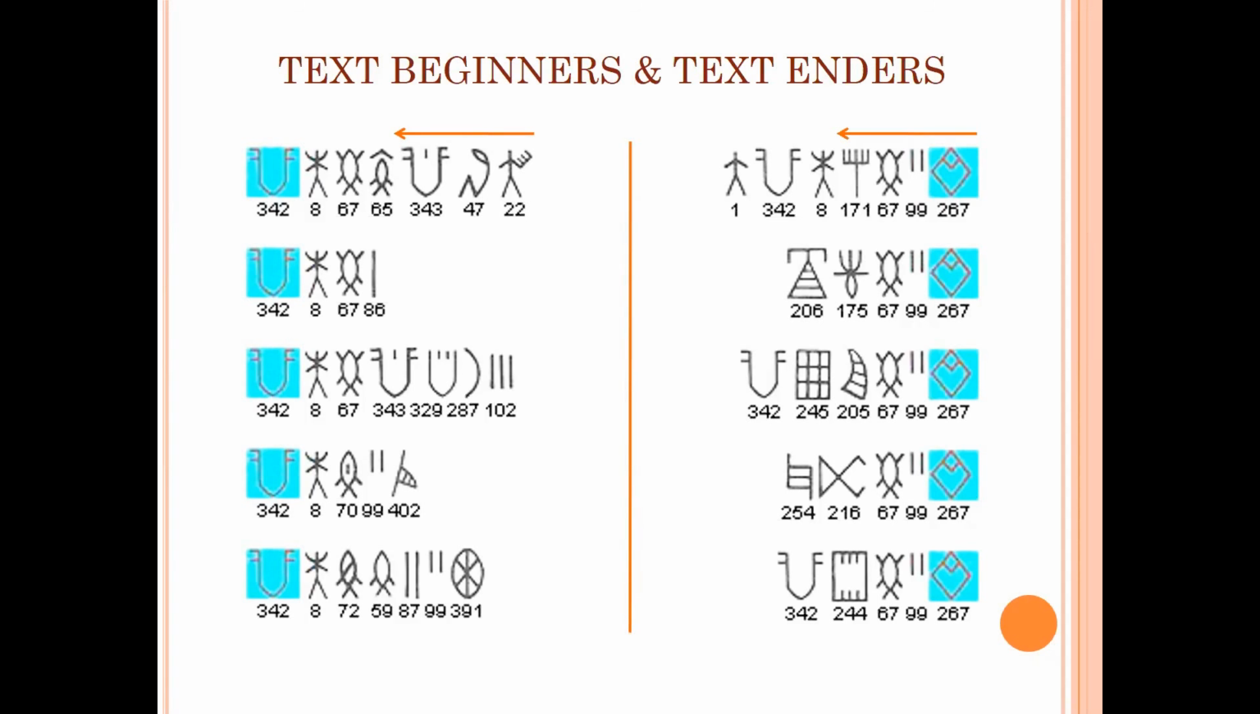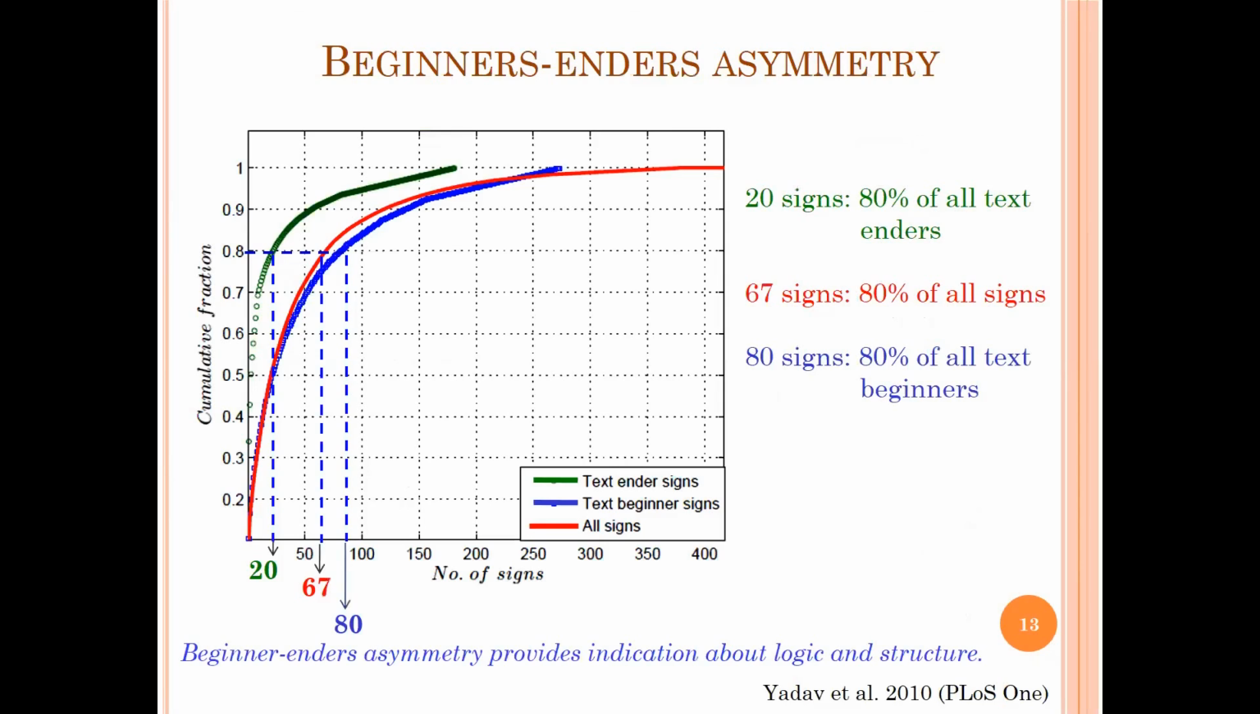This can be quantified using this cumulative frequency distribution plot of beginners and enders, and here we find an asymmetry in their usage. You can see three curves over here: one is the green curve, one is the blue curve, and one is the red curve. The number of signs is shown on the x-axis, and the cumulative fraction is shown on the y-axis. The red curve is for all the signs, and we have already seen that just 67 signs are enough to account for 80% of all the writing.